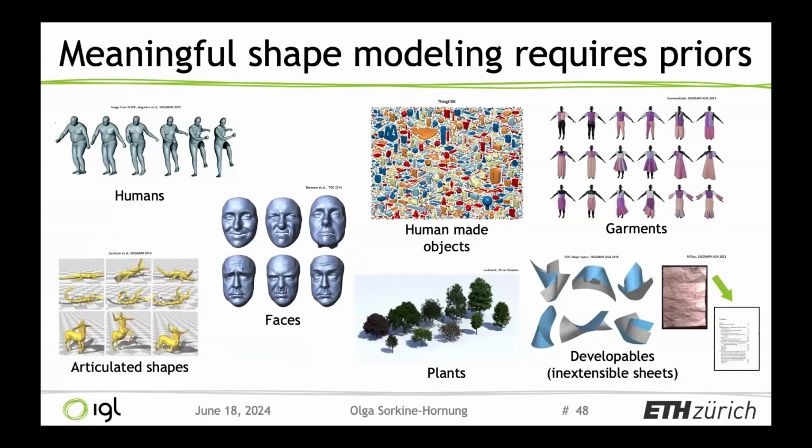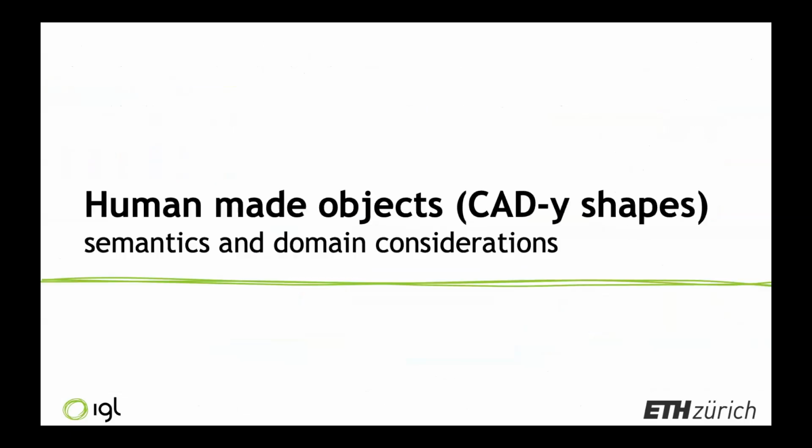We have human bodies, we have human faces, hands, articulated characters that are not humans, plants, garments, you know, the list is endless. And I would like for the remainder of the talk, in the little time I have, to focus on human-made objects, which is a pretty broad class of these CAD-like shapes that I think it's interesting to think about, because those are definitely not made of rubber and still quite important to model, because that's the type of shapes that surround us.